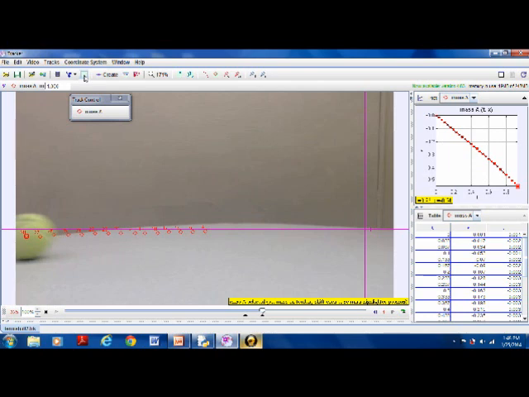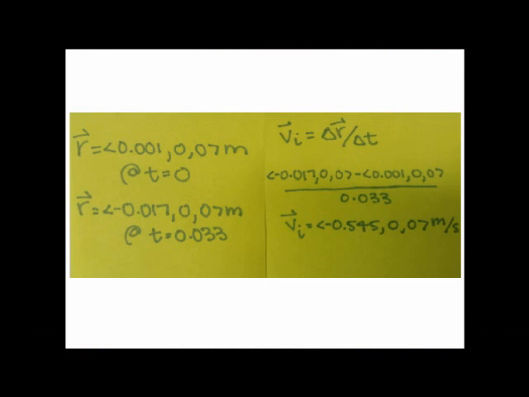I used the first two position data points to estimate the initial velocity and the initial position of the ball, so that I could create a computational model using these initial conditions. So here we have the initial position of the ball at t equals 0 seconds. The second position of the ball was recorded at t equals 0.033 seconds. We calculate the initial velocity by finding the change in position and dividing by the change in time. The initial velocity of the ball comes out to be negative 0.545, 0, meters per second.